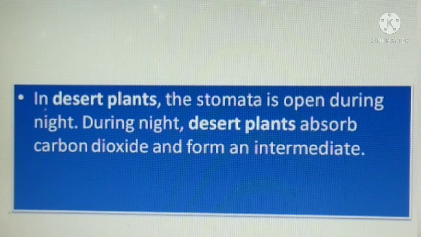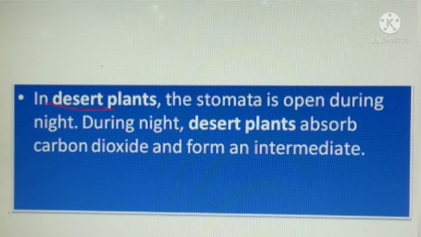Then what will happen in desert plants? In desert plants, the stomata is open during night. During night, desert plants absorb carbon dioxide and form an intermediate. So what is the importance in desert plants? So in desert plants, the stomata always open during night time. Why is it open during night time? At night time they will take up the carbon dioxide from the atmosphere.